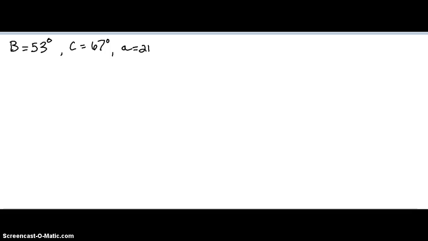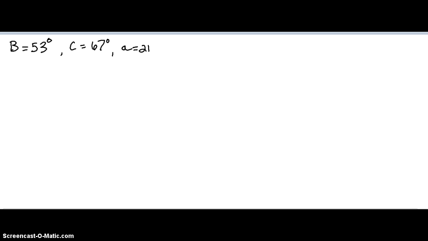Let's say we're asked to solve the triangle where one of our angles is 53 degrees, our second angle is 67 degrees, and we know that one of our sides is 21. To be able to solve this triangle, we want to use the law of sines since it is an angle side angle case. However, for us to be able to use the law of sines, we have to have at least one angle in its corresponding side.